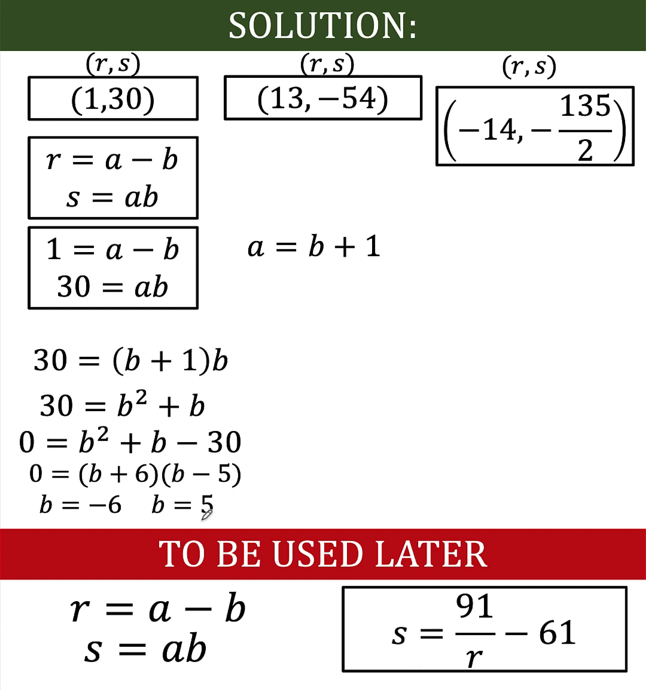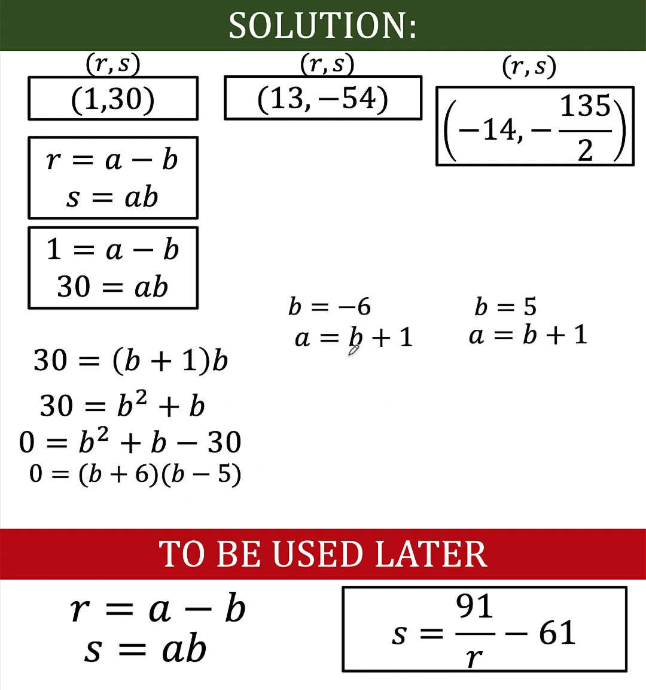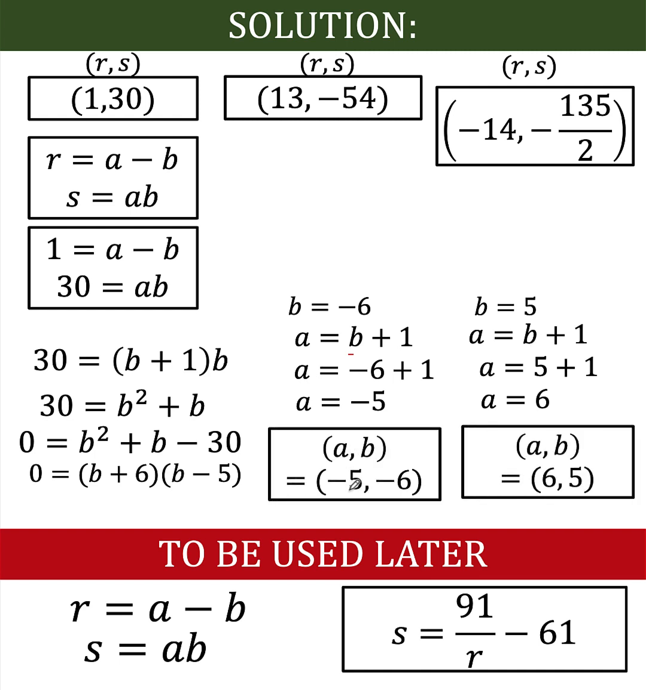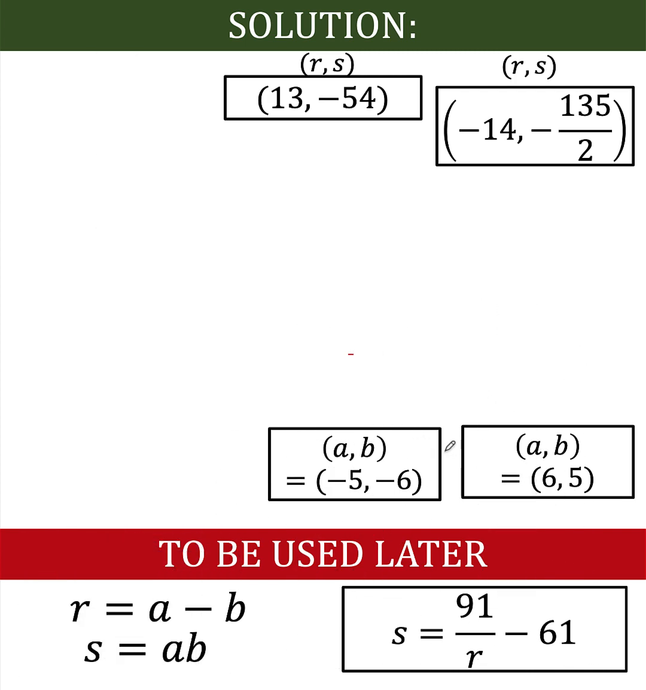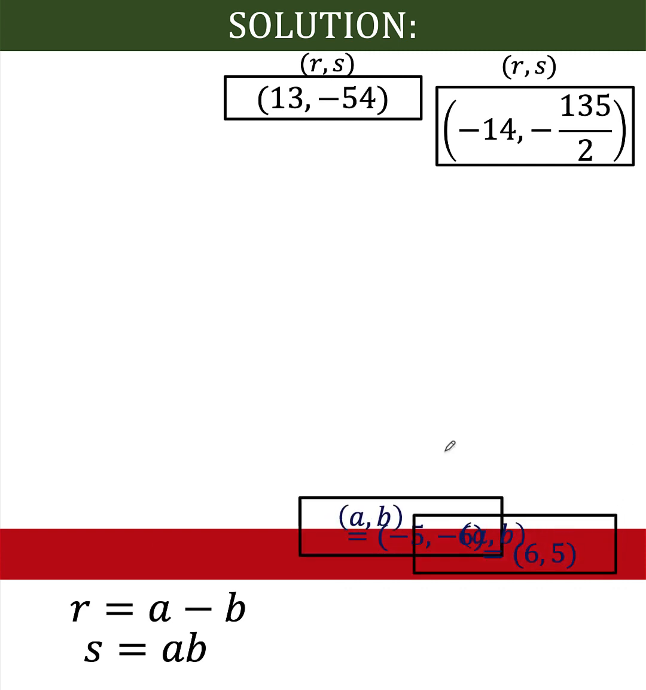So we have two values for b, and we can compute two values for a also because a is equal to b plus 1. So solving now for a, in place of b, we use negative 6, copy plus 1. That gives us a equals negative 5. And here, b equals 5, so we have a equals 5 plus 1, or a equals positive 6. So the ordered pairs AB for this case are a equals negative 5 and b equals negative 6, and a equals 6 and b equals 5. This is now one pair of solutions for our original problem. So let's set this aside. This is now one of the solutions.